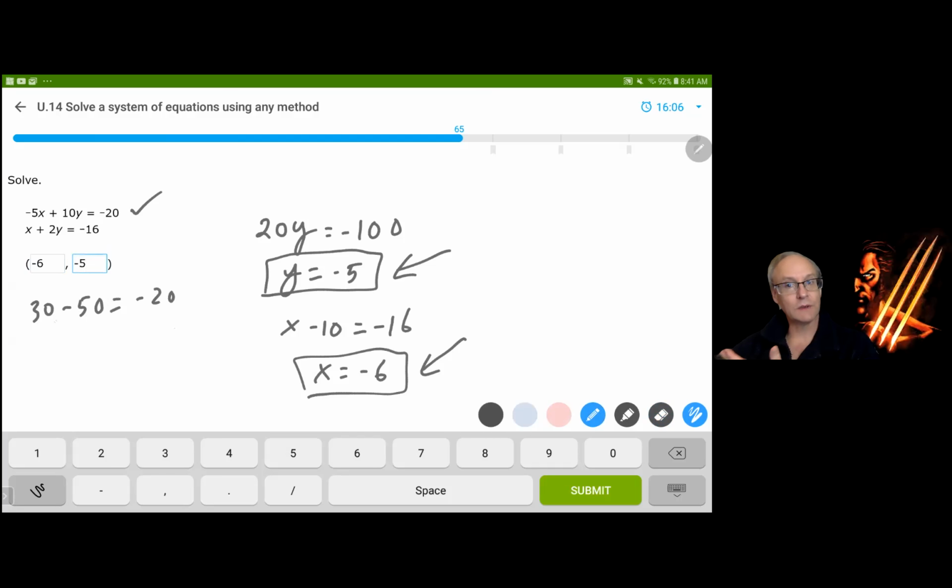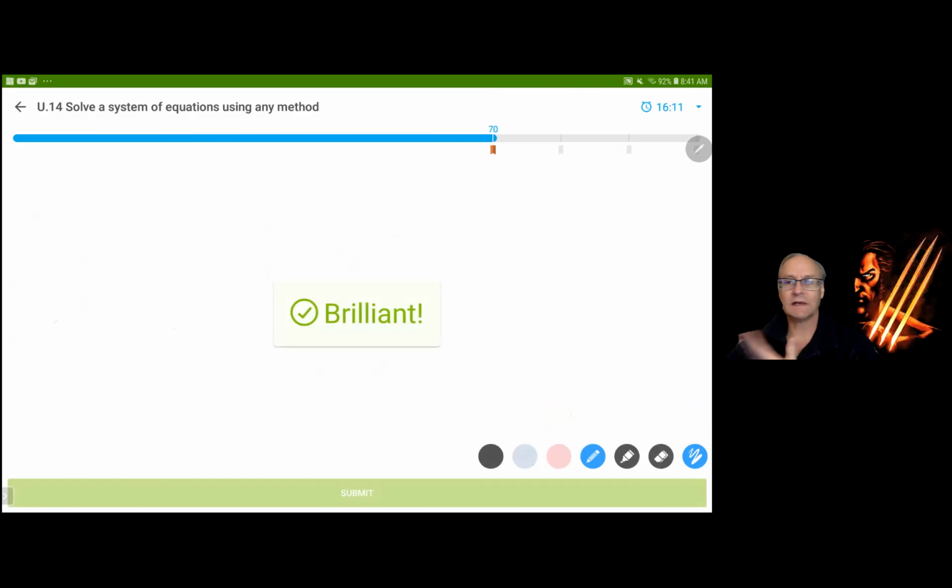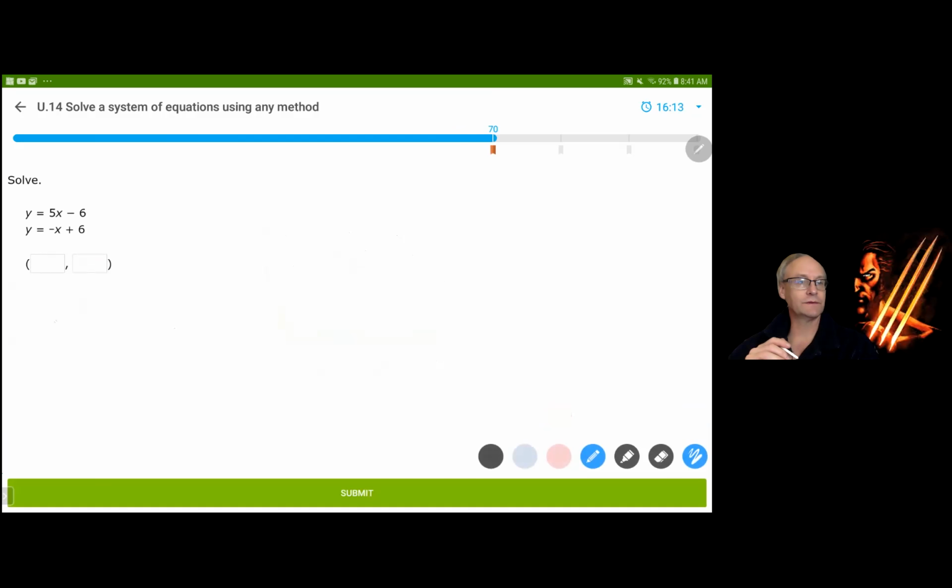Everybody clear why you want to do the check? That's why you check it, okay? Because it's easy to make a dumb error like that where you put them backwards or something.